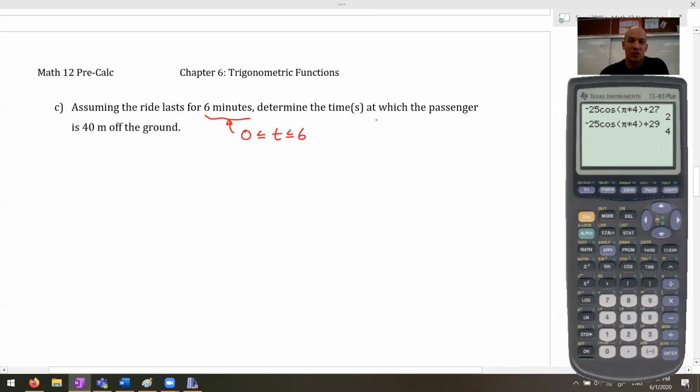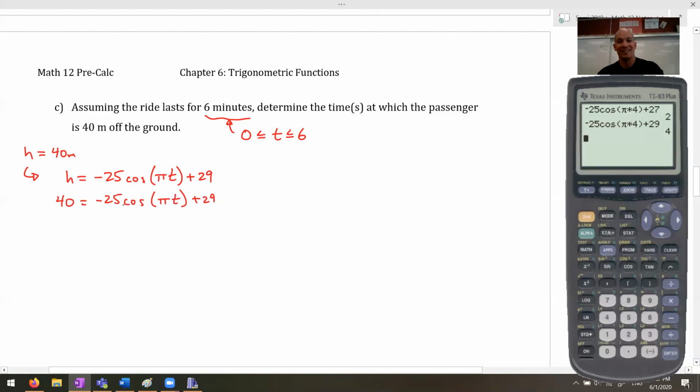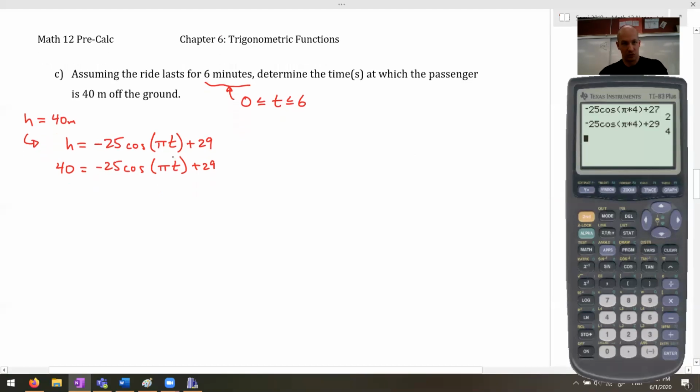Determine the times at which the passenger is 40 meters off the ground. So what I'm doing is I'm going to say the height equals 40 meters. And this is going to turn the equation h equals negative 25 cos pi t plus 29 into something I now have to solve. This is where it gets a little trickier, because it's not a nice equation. You're probably used to solving things like cos x equals root 3 over 2. Now I've got something much more complicated. It's not that bad, it just looks scary, but let's follow our general ideas here.